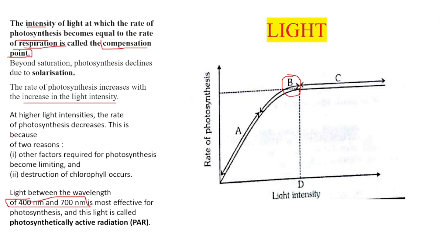Two reasons are there for decrease in photosynthesis due to higher light intensity. The factors required for photosynthesis become limiting because the stomata are closed and now no more carbon dioxide is being used. Destruction of chlorophyll is also very important. Beyond the saturation point, solarization or photooxidation of the chlorophyll occurs. That's why light at optimum wavelength 400 to 700 nm and optimum intensity is required.